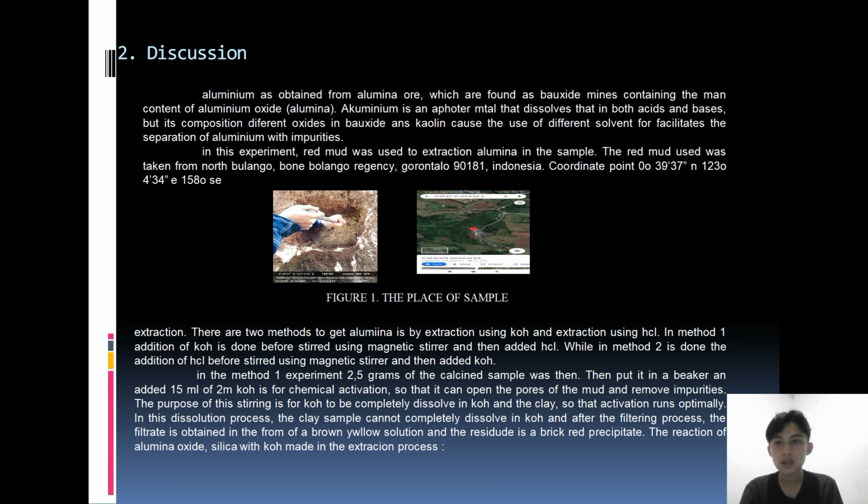The red mud was taken from North Bulango, Bone Bulango Regency, Gorontalo, 90181, Indonesia, coordinate point 003937 and 130.434A 150C. Figure 1 shows the place of the sample.